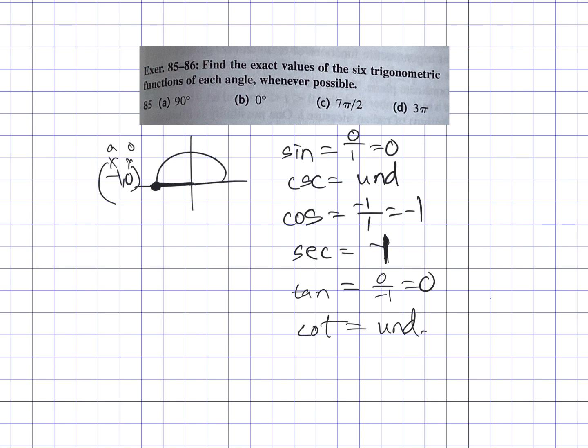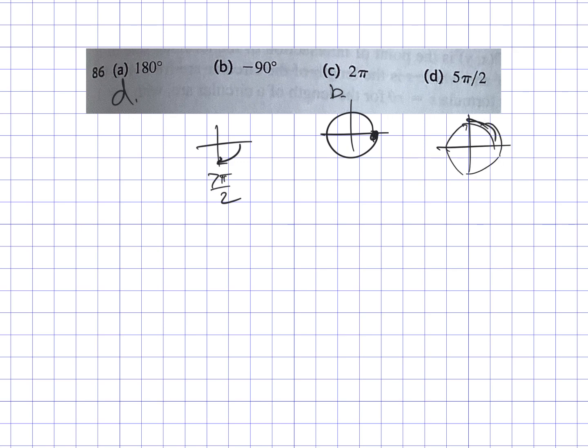Let me see here, which was A. Okay, same thing here, 86. You're at 180 degrees, which is the exact same thing as D on the last problem, so I'm not going to do that one. Negative 90 degrees is going to be down here at 7 pi over 2, which is the same as 85. You can rewind this a little bit and see it. 2 pi is going to be at 0, which is the same as B from the last problem. And 5 pi over 2, 1, 2, 3, 4, 5, that's going to be at 90, A on the last problem. So I'm not going to bother doing those.